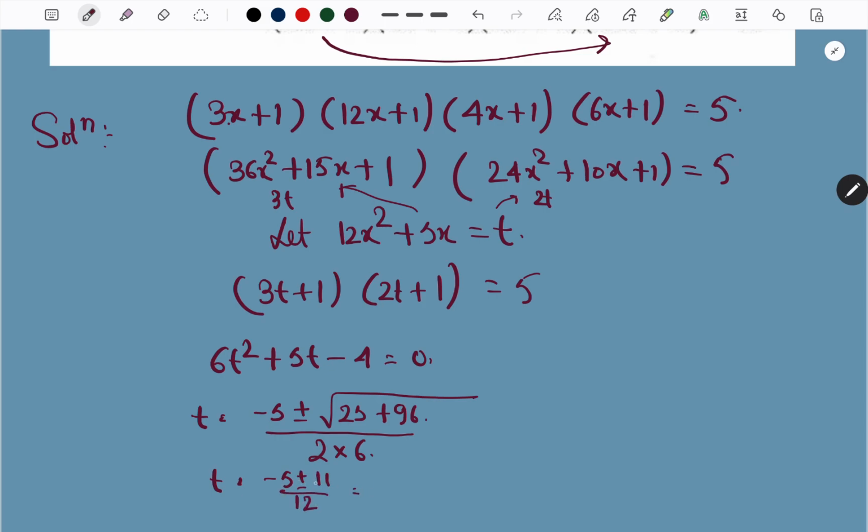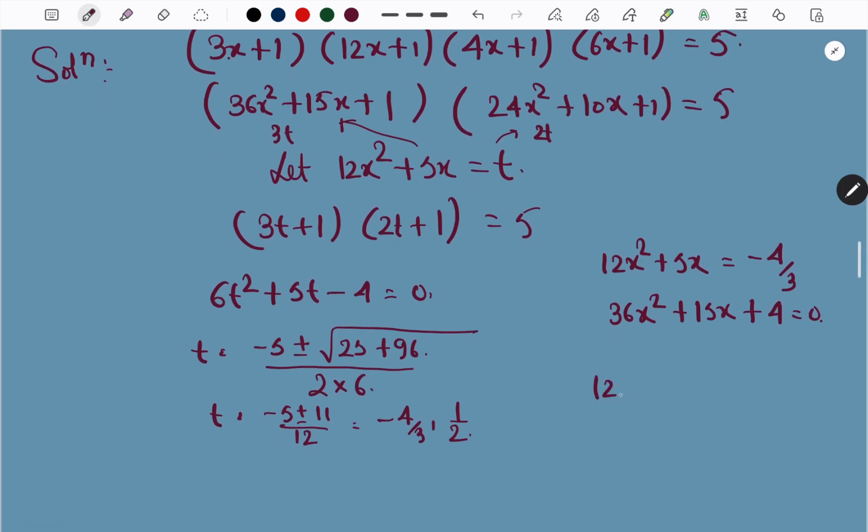Hence the values are, if I subtract, minus 16 by 12, that is minus 4 by 3, and 6 by 12, that is 1 by 2. So there are two values: 12x² + 5x is equal to -4/3, and hence 36x² + 15x + 4 is equal to 0. And the second value will be 12x² + 5x is equal to 1/2, which is also 24x² + 10x is equal to 1, and hence 24x² + 10x - 1 = 0.